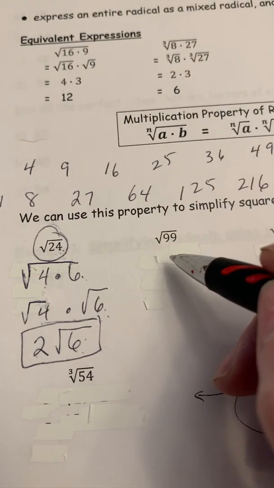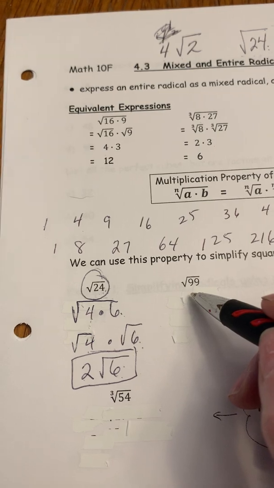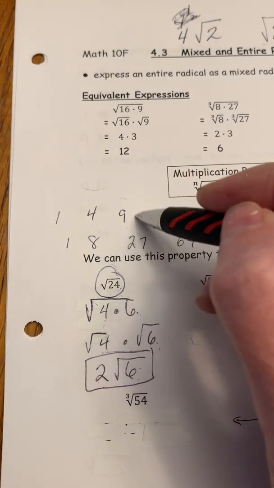Okay, square root of 99. So think about what perfect square you know goes into 99. And immediately your eyes should be drawn to 9.